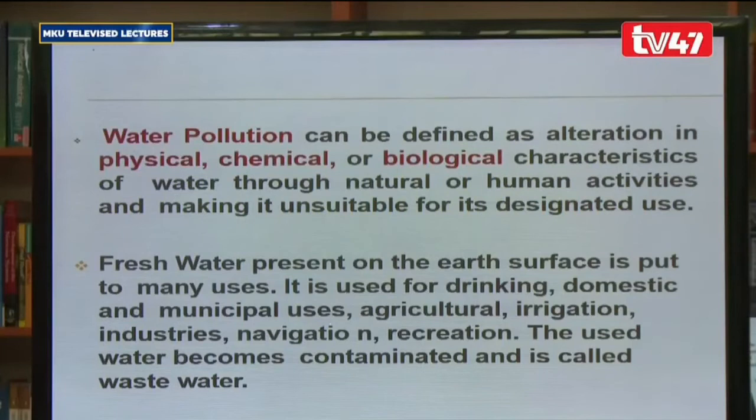So water pollution can be defined as alteration of either the physical, the chemical, or the biological characteristics of water through natural and human activities. This can be done by introducing pollutants into water that contaminate and alter its physical, chemical, and biological characteristics.